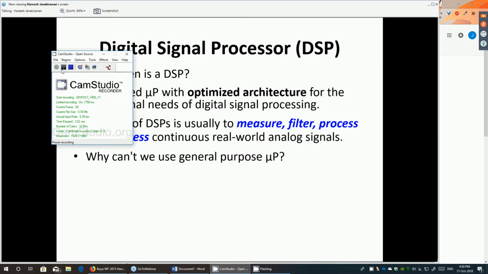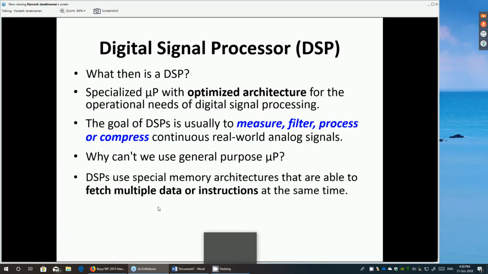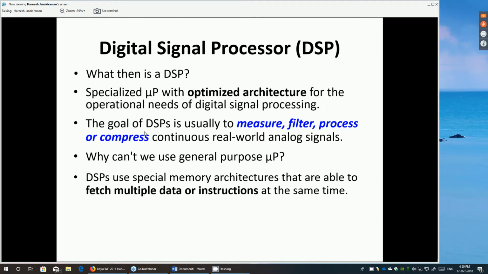The answer is yes, I can do digital signal processing on 8085. Then why don't we do it? We cannot do it because digital signal processing operations are typically done in real time. So general purpose microprocessors like 8085 lack the architectural enhancements that enable digital signal processing in real time. So that is the reason we cannot use a general purpose microprocessor to perform digital signal processing operations.